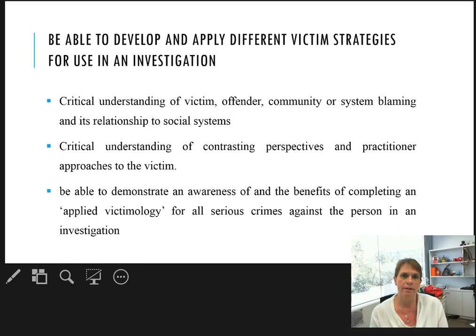We will look at critical understanding of contrasting perspectives and how practitioners in law enforcement, probation, corrections, judges, coroners, etc. approach victims. We will also look at demonstrating the awareness of the new applied victimology matrix, which you will be given within Blackboard, and how serious crime investigations can be broken down using this tool. Finally, we will look at the system of social blaming and placing victim and offenders in context.